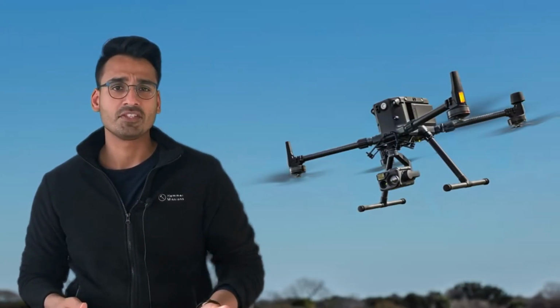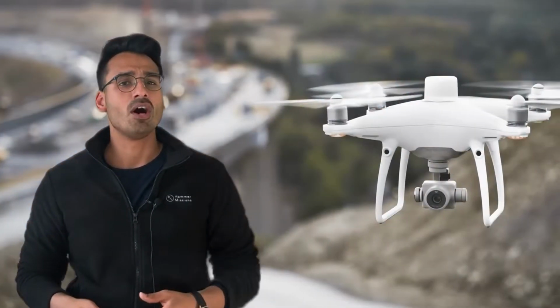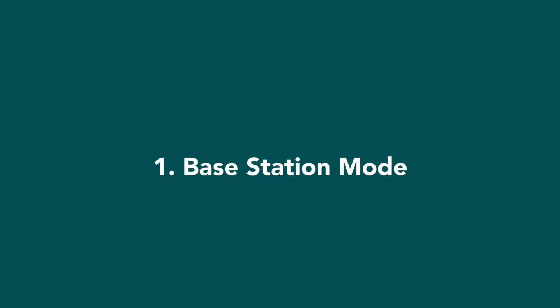Right, so now that we understand what RTK means, how do we use RTK with drones such as the Matrice 300 or the Phantom 4 RTK? There are typically two main modes of operation. Base station mode. A base station can significantly increase the accuracy of the data collection, and understanding why it's important can be critical to your drone operations. So what is a base station?